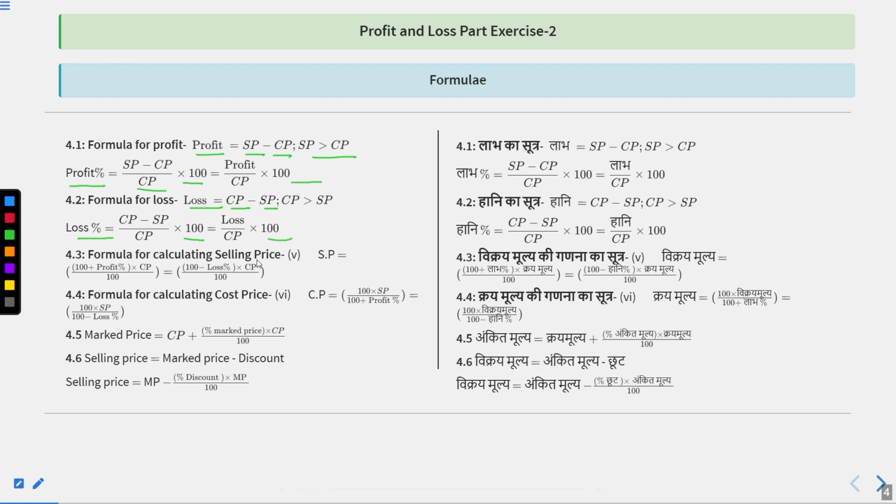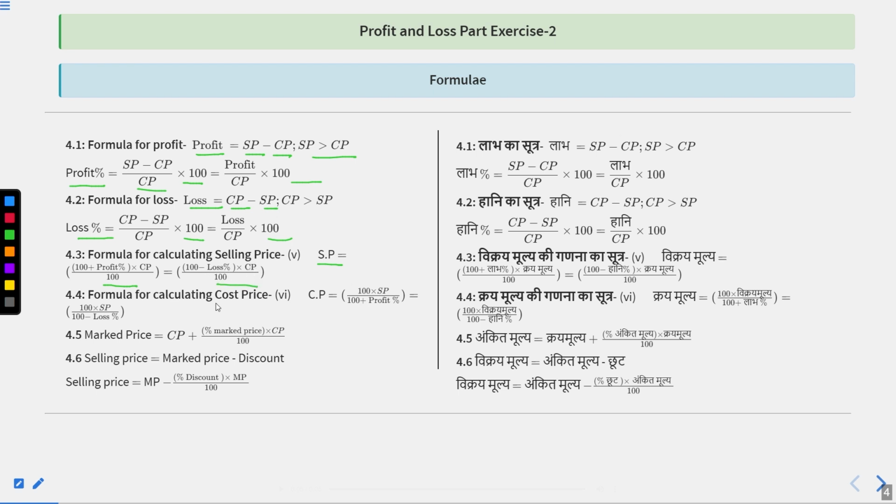Formula for calculating selling price. Clear? Selling price when we know the profit percent or loss percent and CP. If we know the profit percent and CP, or the loss percent and CP, then we can directly calculate the selling price. So what will be the formula? First formula will be (100 plus profit percent) multiplied by CP upon 100, or we can say (100 minus loss percent) multiplied by CP upon 100.